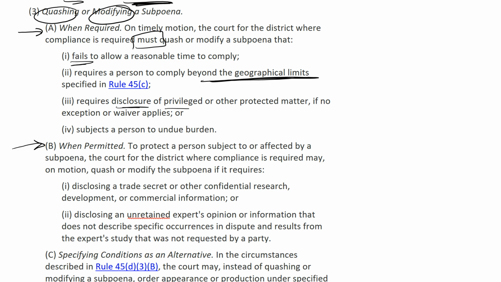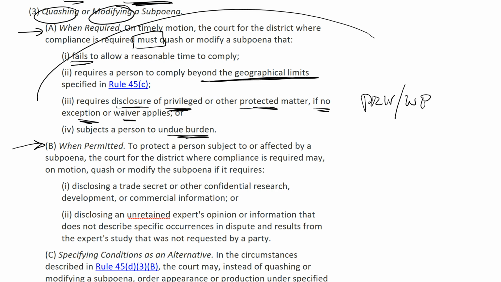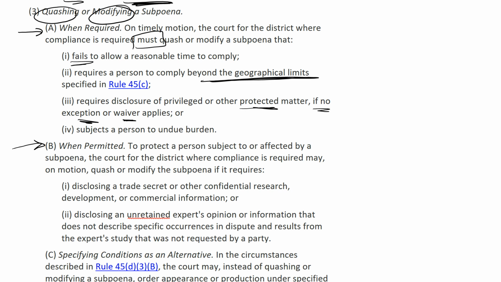It requires disclosure of privileged or other protected matter. So think privilege that we talked about in another video. Think about work product, okay? As long as no exception or waiver applies, right? Or there's undue burden. So any of these, the court has no discretion. It has to, well, actually does have some discretion here. I'll get into that in a second. But the court, as the starting point, must quash or modify.